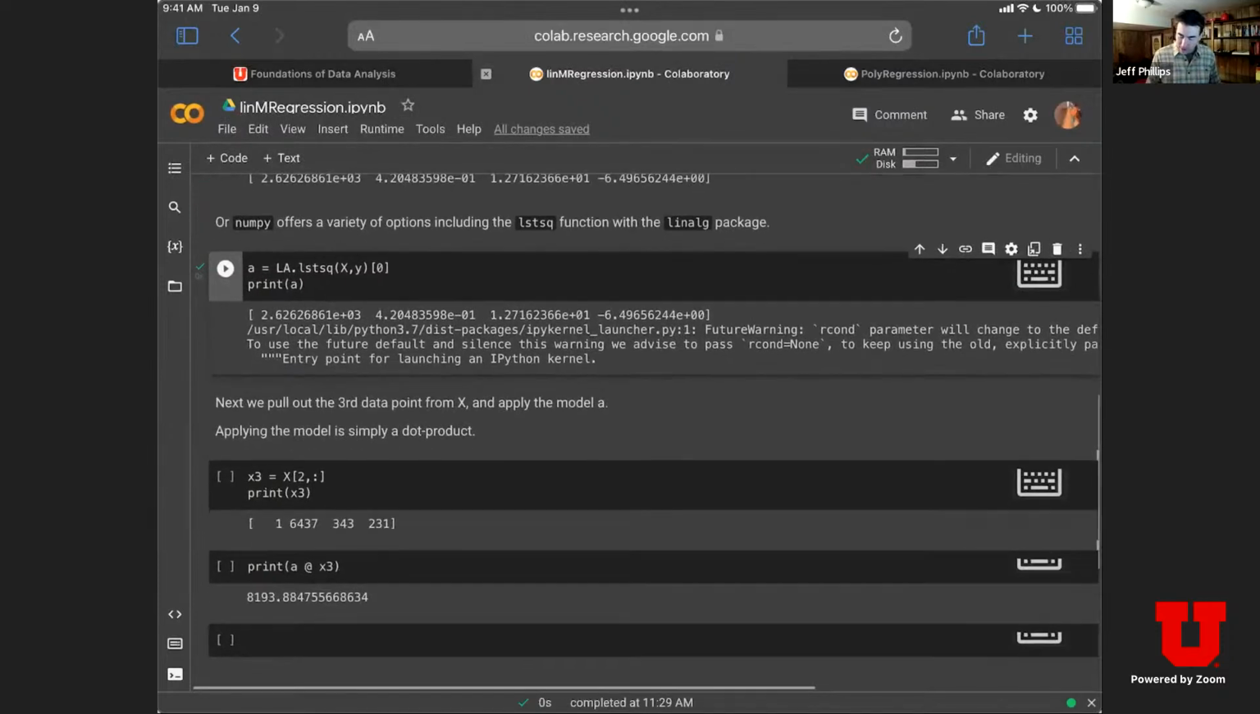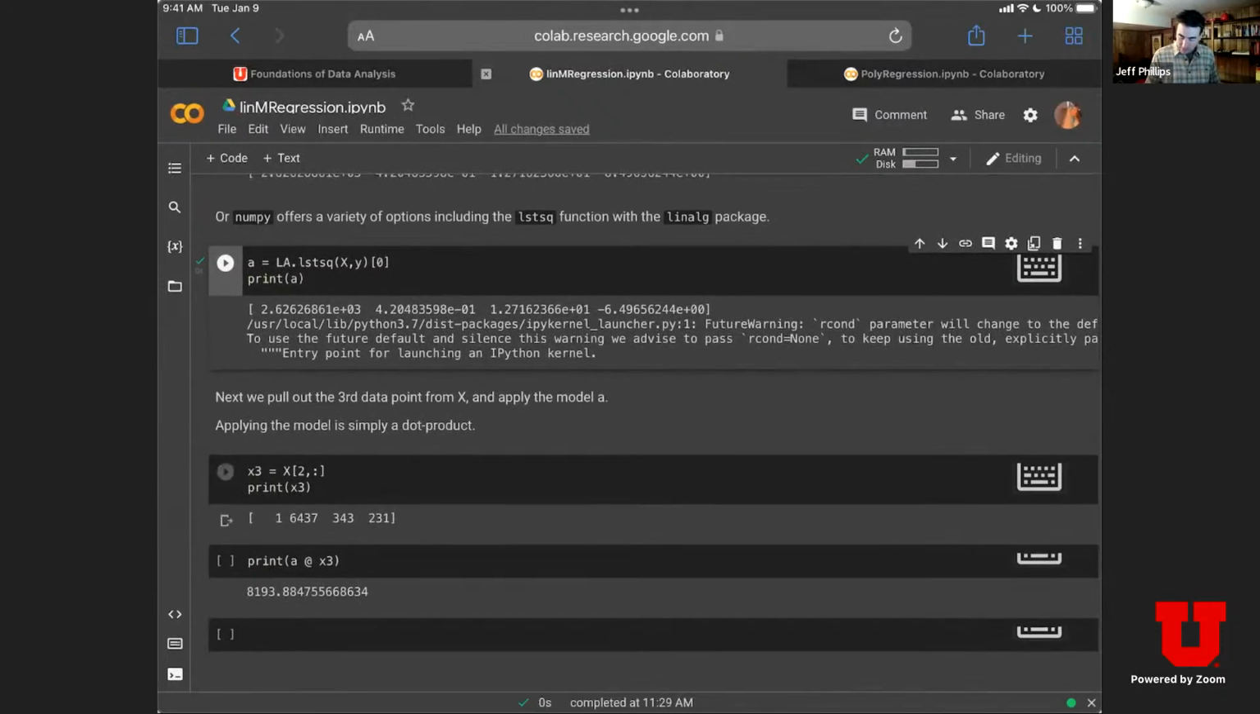Okay, and so then how would we evaluate this? The power of this is we're going to evaluate how well this model works. It makes predictions. I'm going to take one of the rows. I can pull out the third row, I'm indexing starting at 0, so the third row is x3.